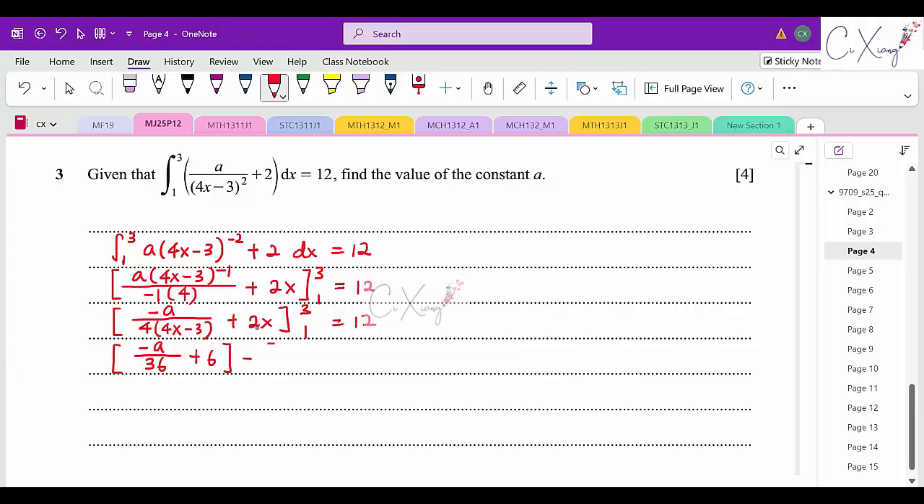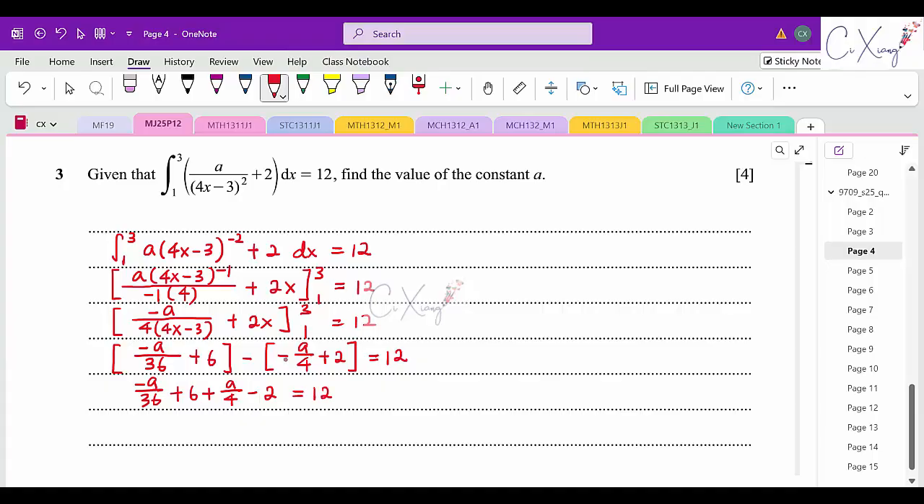Then minus, now we want to substitute the 1. Substitute the 1 into the x. 4 times 1 is 4, 4 minus 3 is 1, so you have negative a over 4. Then substitute 1 inside, you'll have 2. Then equals to 12. Now expand all the brackets. Negative multiply negative becomes a positive a over 4. Then negative 2 equals to 12.